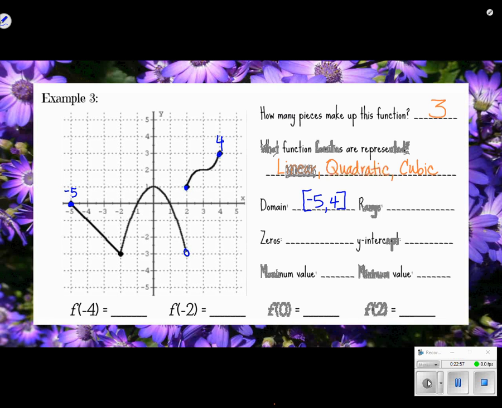All right, let's look at the range. How low does it go? The lowest point that it goes is negative 3. Now, some people would argue and we would say, well, do I put a closed circle?